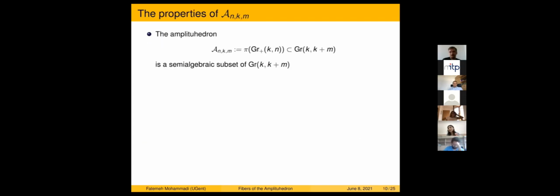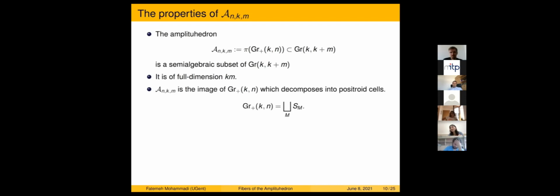So what are the properties of the amplituhedron? First of all, it's the image of the positive Grassmannian in Grassmannian (K,K+M), so it's a semi-algebraic subset of Grassmannian (K,K+M). That means it should be defined by a collection of polynomial inequalities. It would be nice to have a precise description of the boundary of the amplituhedron. Also, you can easily see that it is full dimensional, with dimension km in Grassmannian (K,K+M).